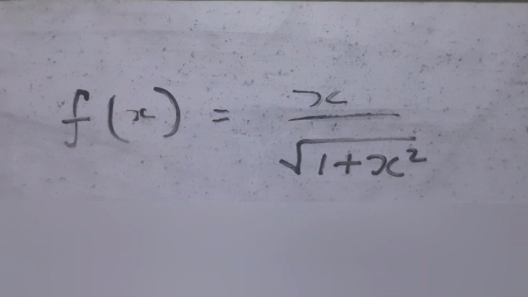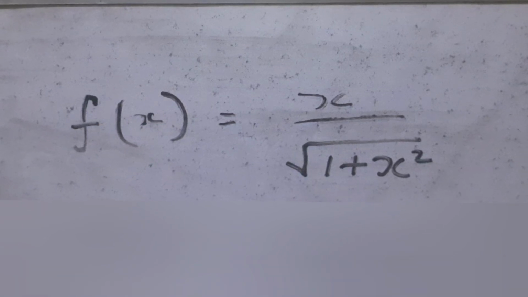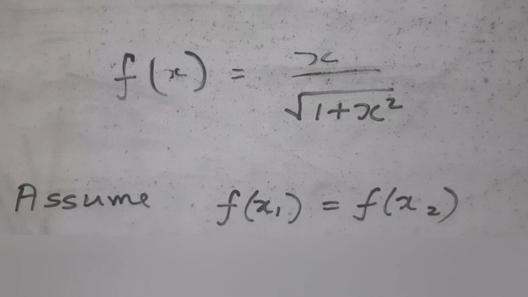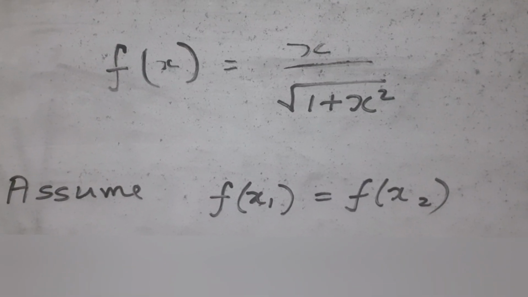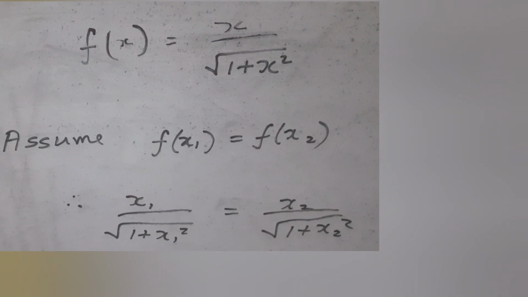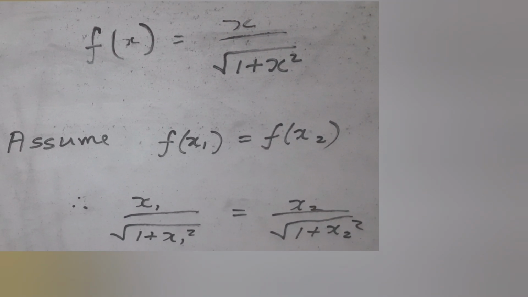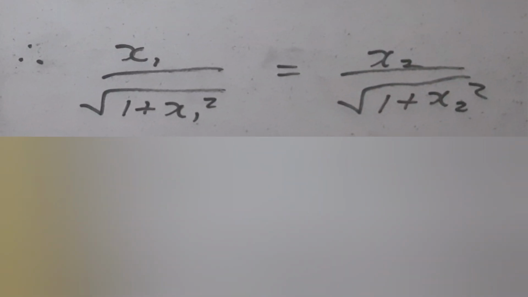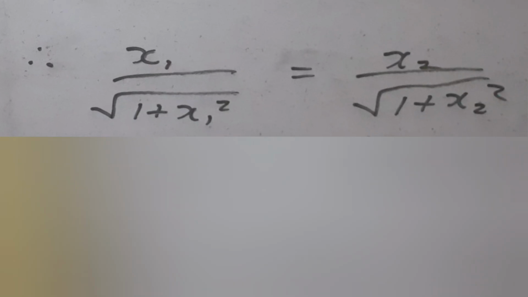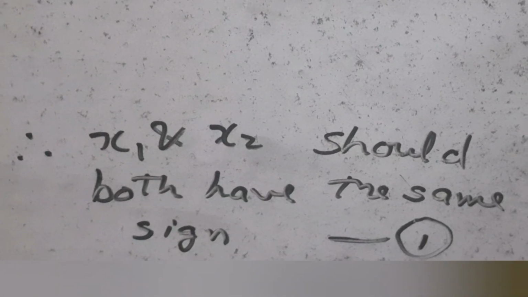So here f of x1 equal to x1 by root 1 plus x1 square, and f of x2 equal to x2 by root 1 plus x2 square. So we start by equating f of x1 equal to f of x2. Here note that the denominator is non-negative, so this means x1 and x2 should have the same sign.